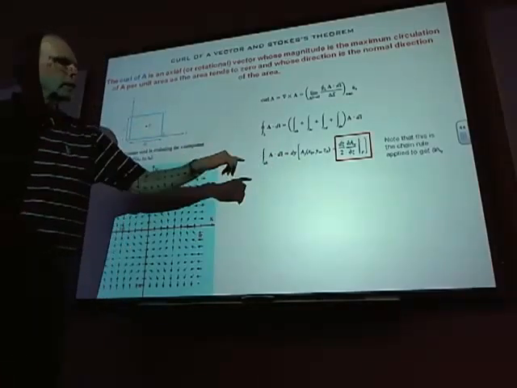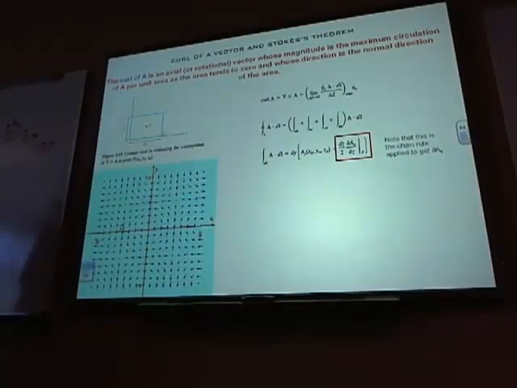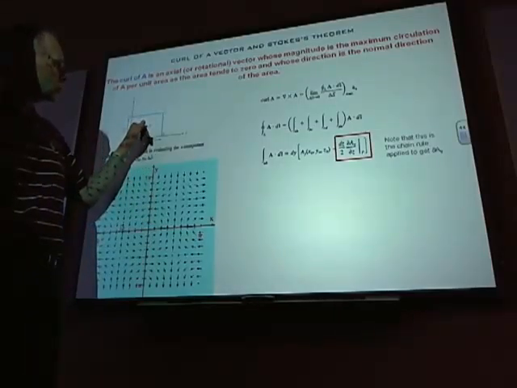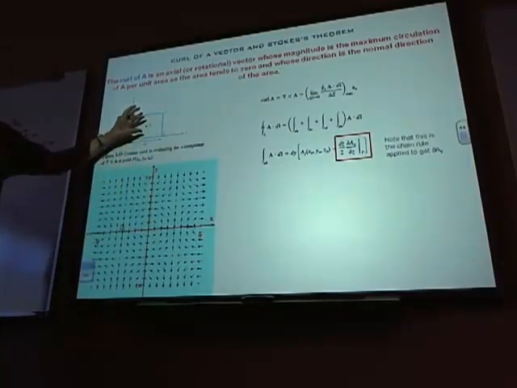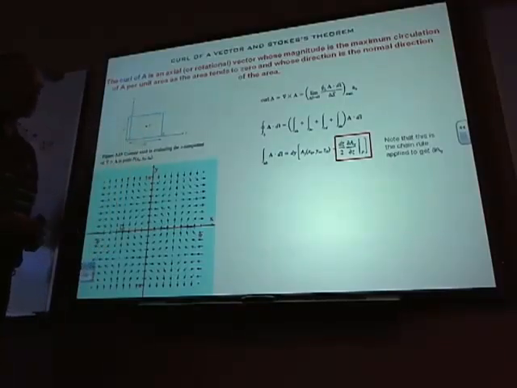Let me show you how you use the chain rule in applying it to this. Here's your point. It's a small area here. This area is real small. It's almost right on P, but it's not.